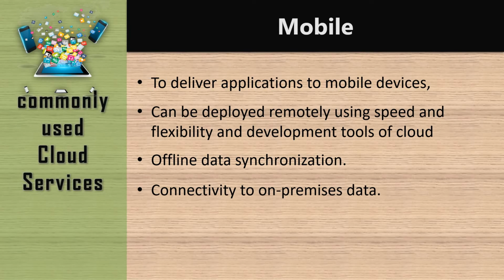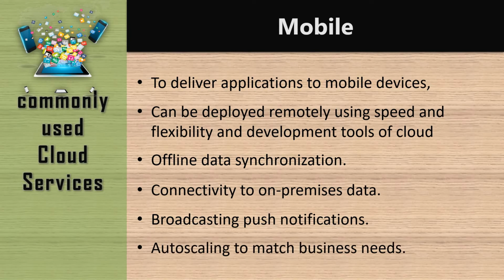And connectivity to on-premises data, as we spoke about, so that you can connect in a hybrid system. And broadcasting push notifications: if you subscribe for special notifications, the cloud provider is always going to push some notifications to you, regardless of what you subscribed for. Auto scaling, because from your mobile you can do a lot of stuff.